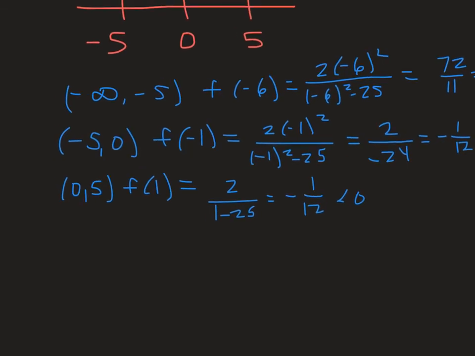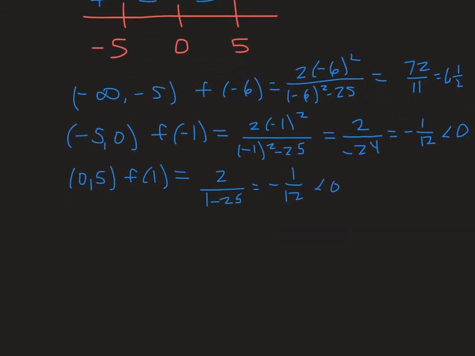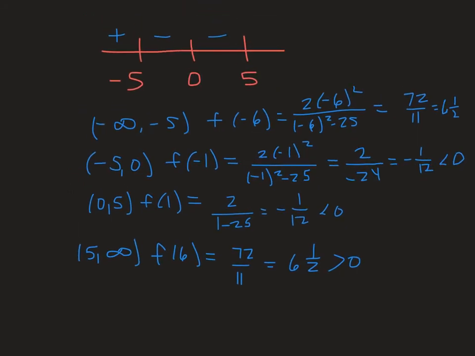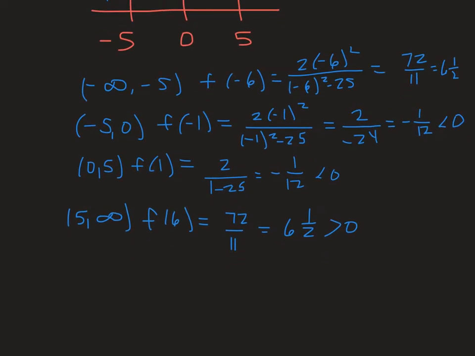Now, our last interval is 5 to infinity. Let's choose 6. And same thing, because we're squaring that x, we're going to end up with the same thing, 72 over 11, or 6.5, which is positive, so we're positive there. Okay, let's use all these things to sketch a graph.